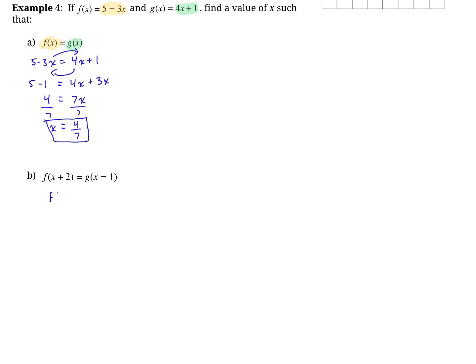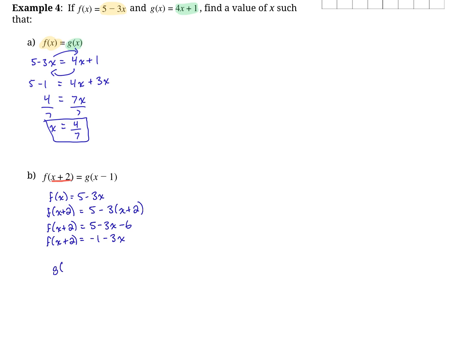So we know our function f(x) is equal to 5 minus 3x. We need to replace x with x plus 2. So f(x plus 2) is equal to 5 minus 3 times (x plus 2), and we need to distribute that negative 3 into the brackets. So f(x plus 2) is equal to 5 minus 3x minus 6, and if we simplify that, that just becomes negative 1 minus 3x.